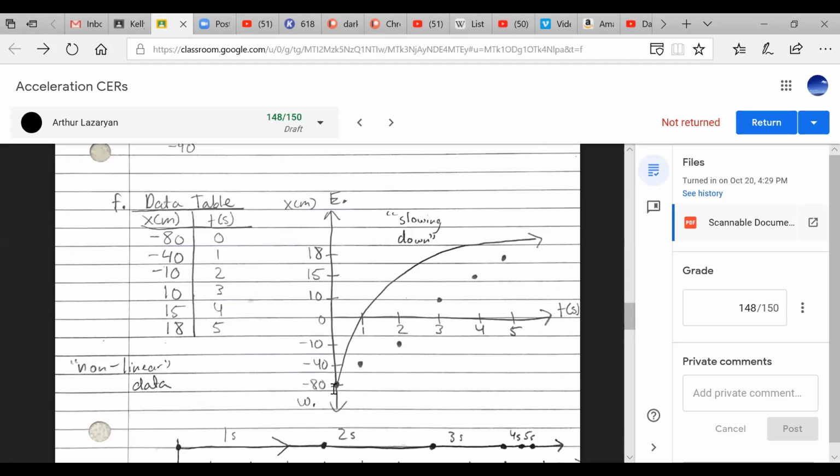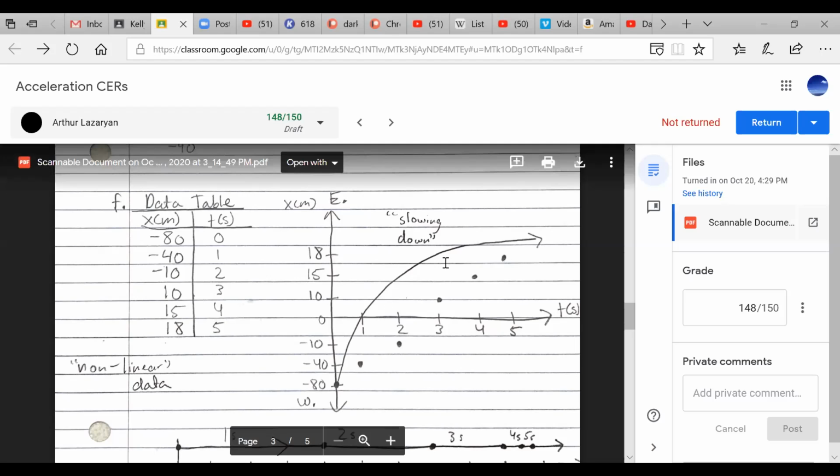So at time equals 0, the starting point, we have negative 80 meters in the west, and then the gaps will start to shrink every second. So we're going from 80 to 40. That's a gap of 40, then 30, and 20, and then 5, and 3. So again, he's depicting a slowing down situation from western positions to eastern positions. Obviously, data is nonlinear because the gaps are unequal. If it's equal gaps, it's linear data.